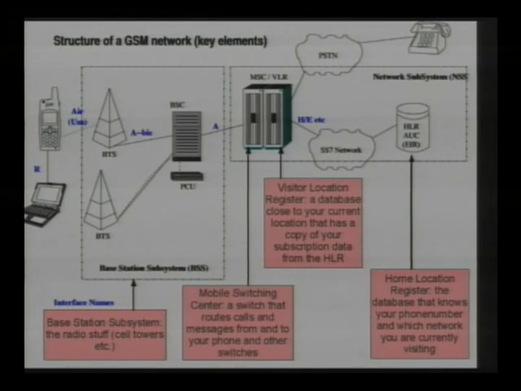Next to it, often those two components are combined, is the MSC, the mobile switching center. That's basically the switch that routes your calls and messages and stuff like that. And then on the left-hand side is the base station subsystem, meaning all the radio stuff, the cell towers, base station controller, stuff like that. So the most important things that you need to remember are your home database, the visitor database, which always keeps a copy of your subscription data, and the mobile switching center, the switch.